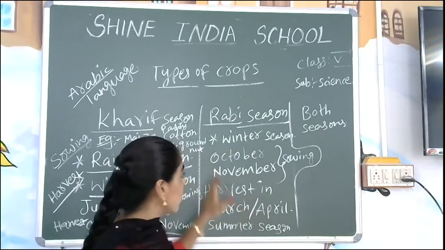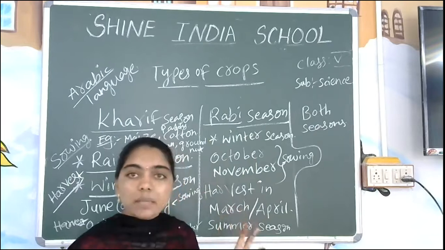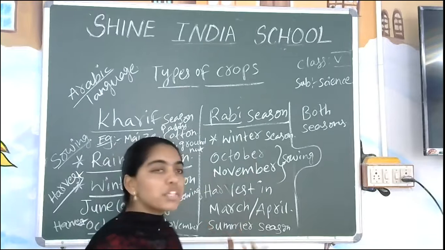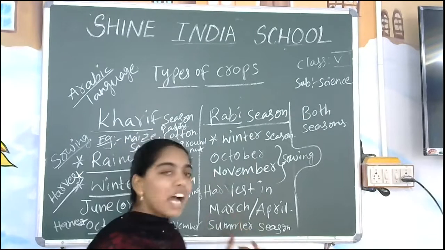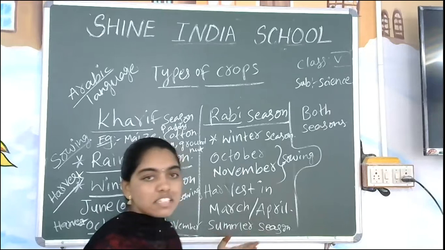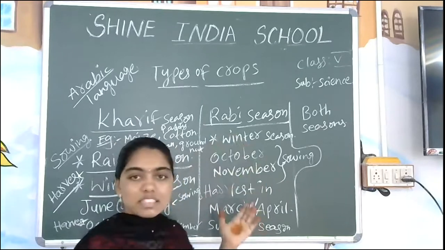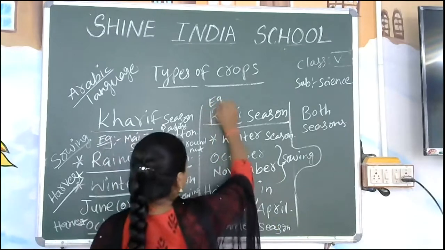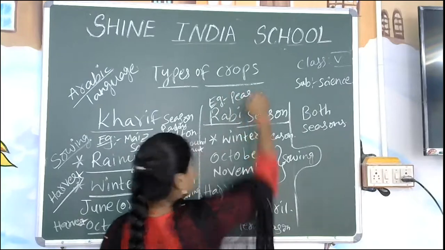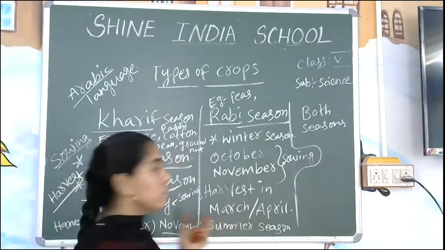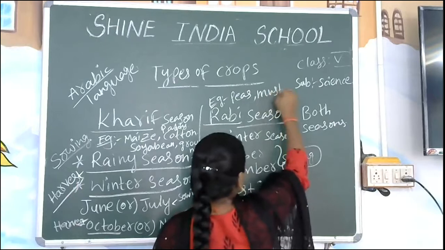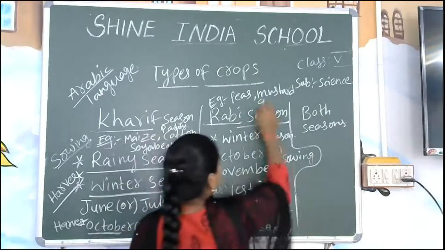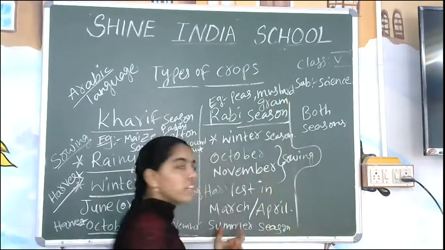See what are the timings here? October to November. And what is the use? At that time we are going to sow the seed. And when are we going to harvest those plants? Yes, in March or April. That is the season for summer. This is about the Rabi season. And what are the examples here? Yes, peas. We can say peas, mustard, and next grams. All these are examples of the Rabi season.